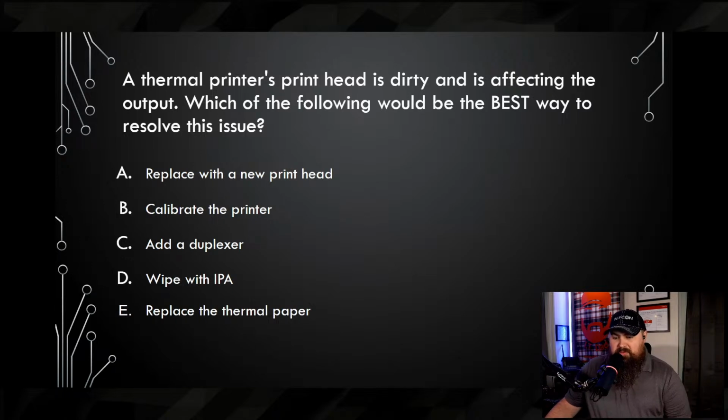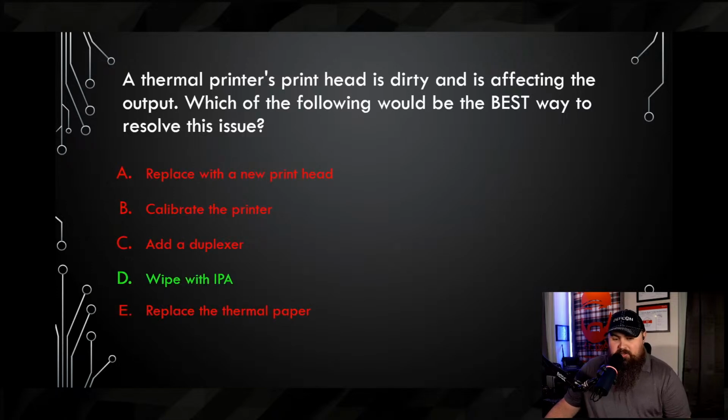I see a lot of people saying D. Some people are saying A. The correct answer is, in fact, D, wipe with IPA, isopropanol alcohol. So the best thing to clean a thermal printer head is just to clean it with a little bit of isopropyl alcohol and a Q-tip or a soft rag or even a paper towel will do.